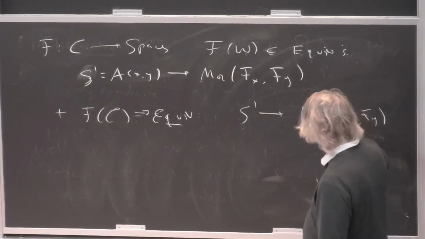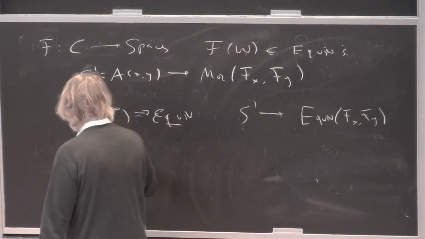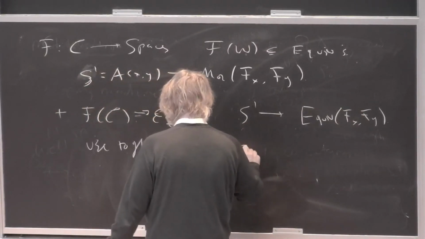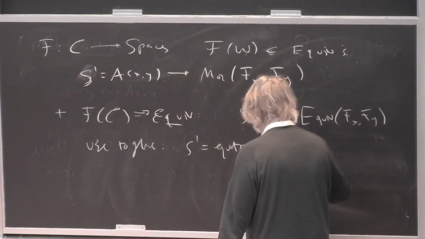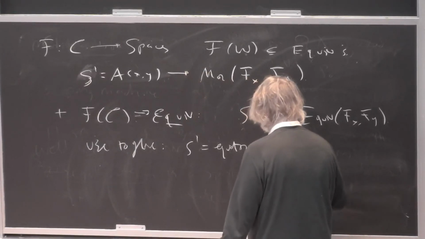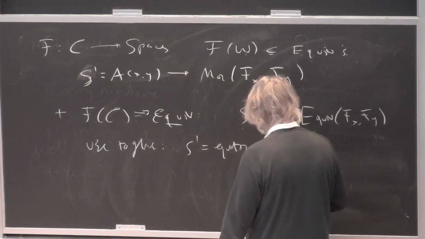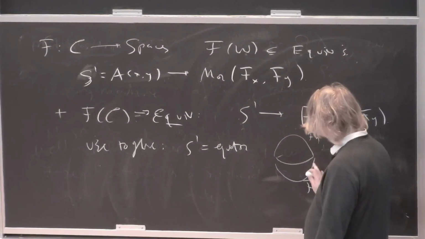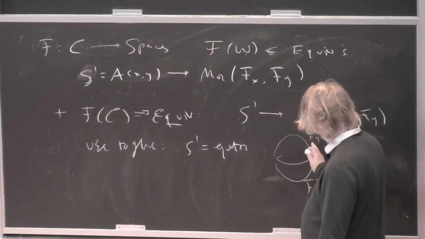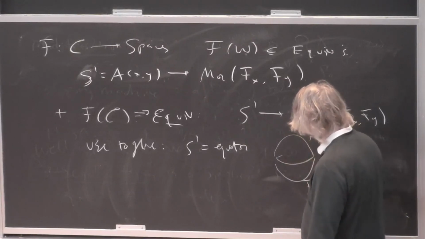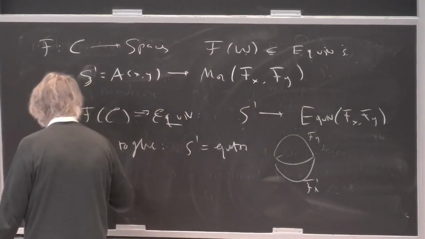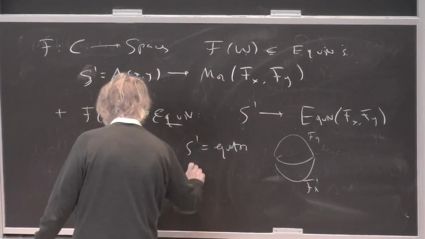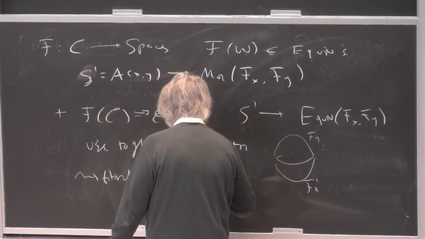Now, if you use this to glue, S1 equals the equator. So you can use this to glue together two copies, Fx and Fy. We have an S1 of equivalences between Fx and Fy, so we have a whole S1 of ways of gluing Fx to Fy. And if you think about it, that really makes a fibration over the circle. Oh, sorry, over the sphere. And S2 was the realization of the nerve of the category.